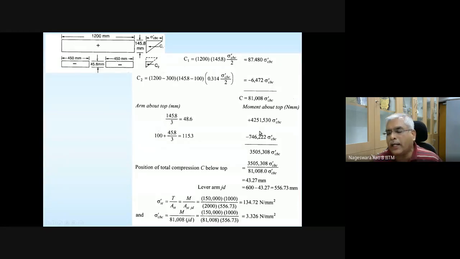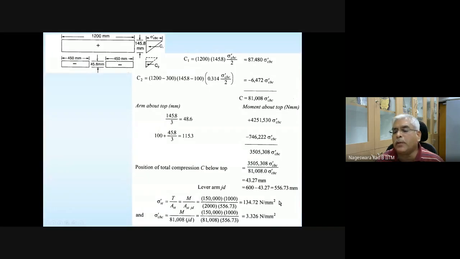You can go through it at a later stage. If you understood my explanation clearly, just recall whatever explanation I gave you and then go through these calculations. You should be able to figure out all this. Okay. So please take a note of this. Sigma ST prime, that is stress in steel, 134.72. And sigma CBC prime, 3.326 Newton per mm square.